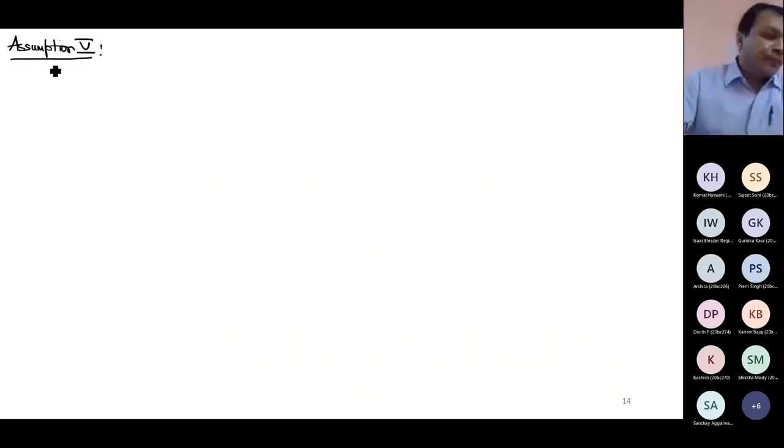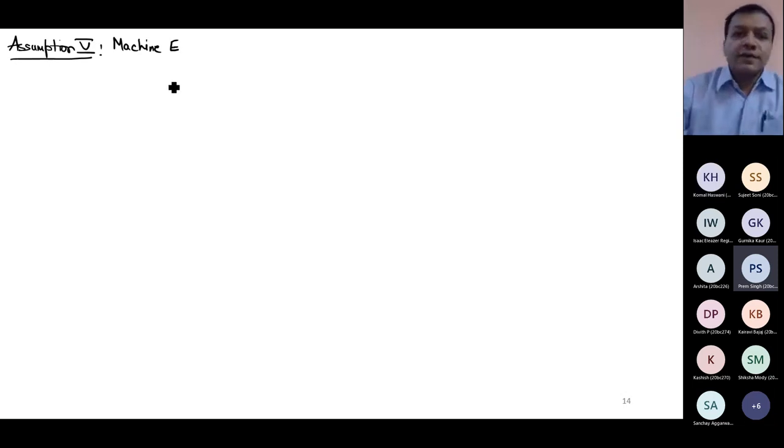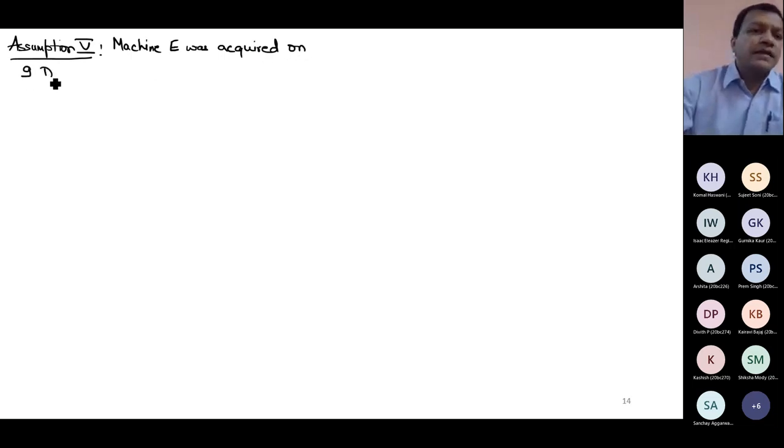Assumption number 5. Machine E was acquired on, now see the change. So now I'm making a change. Can you tell me when machine E was acquired in my original example? 9 December 2020. Yes, so now machine E was acquired on 9 December 2019, last year.